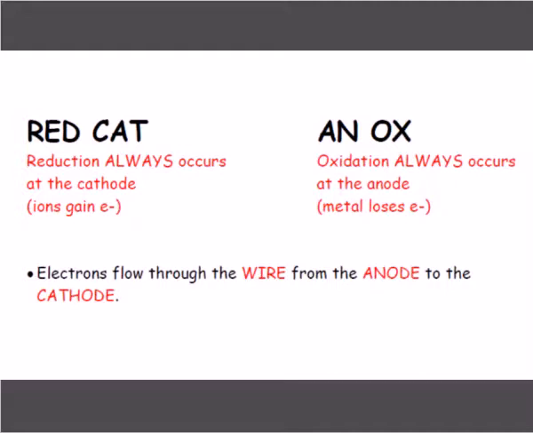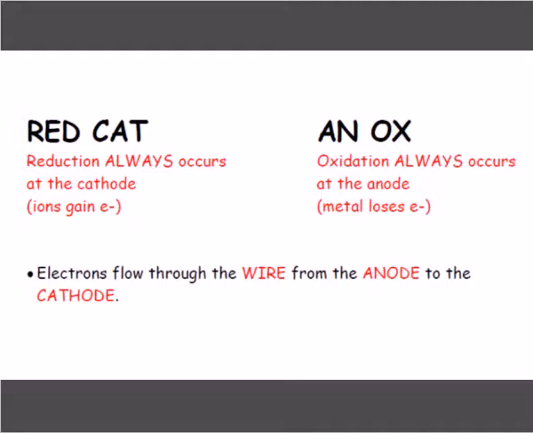You should be jotting this down because this is not in your notes. This is super important to make sure you get this in your notes. Electrons flow through the wire, guys, from the anode to the cathode. So think about what's happening. We go from anode to the cathode because we're losing those electrons. They're going away from where they're being lost.